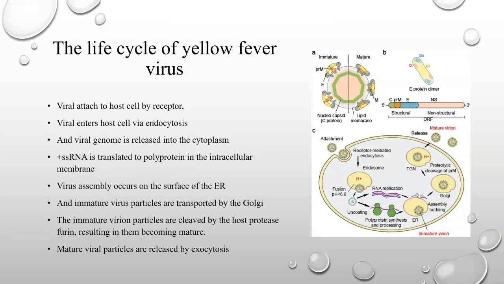The viral life cycle. The first step is attachment. The virus attaches to host cell membranes using a receptor, and it enters the cell by endocytosis. As it gets into the cell, it releases the genetic material, which is the single-stranded RNA molecule. This RNA is translated into a polyprotein at the intracellular membrane. The virus will now assemble on the endoplasmic reticulum, and the immature virus particles are cleaved by the host cell protease furin, which helps them mature. And the Golgi will now transport these viruses towards the cell membrane, where they exit the cell by exocytosis.